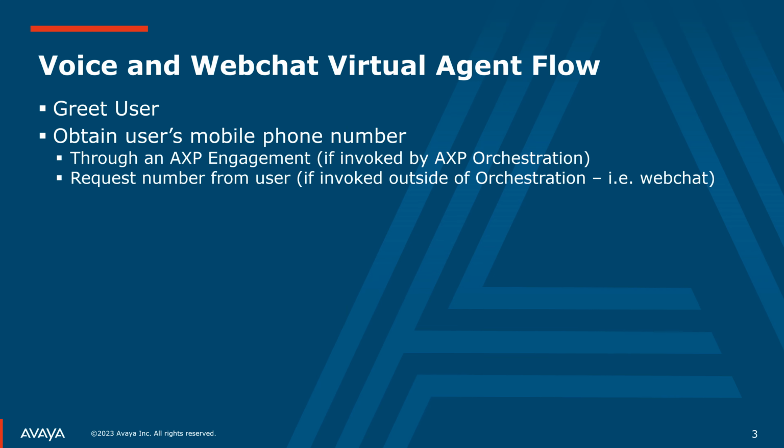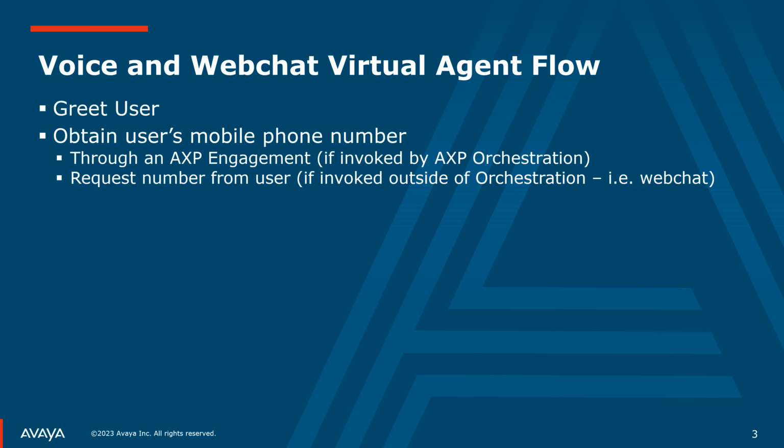Next, I need to obtain the user's mobile telephone number. I need to get this number because I'm going to be using Journey for biometric authentication. Specifically, I'm going to use Face ID on the user's cell phone. So I need to know what the number at that device is.